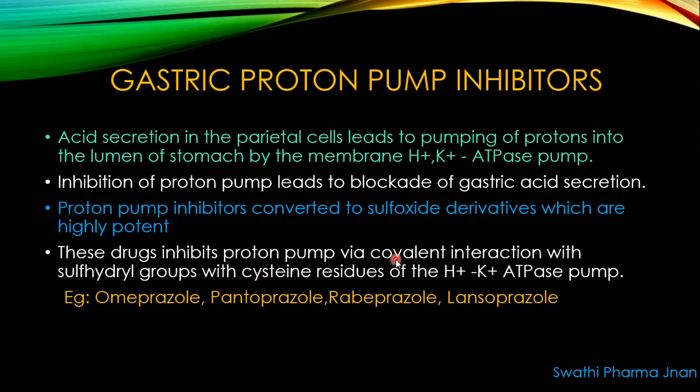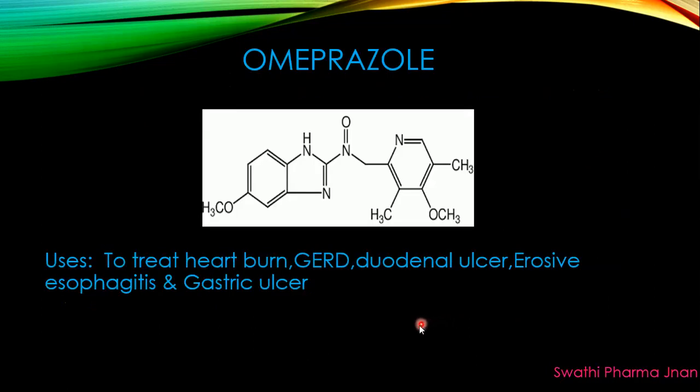How will they inhibit? They form a covalent bond with the sulfhydryl groups of cysteine residues of the proton pump. The proton pump contains cysteine residues, and in these cysteine residues sulfhydryl groups are present. With these sulfhydryl groups, the drug forms a covalent bond, and when they form a covalent bond, they inhibit the proton pump. Examples under gastric proton pump inhibitors are omeprazole, pantoprazole, rabeprazole and lansoprazole.